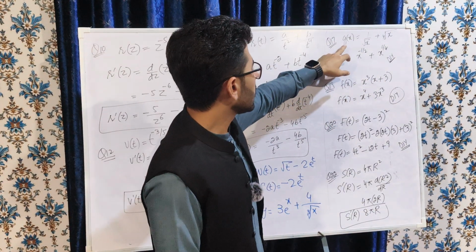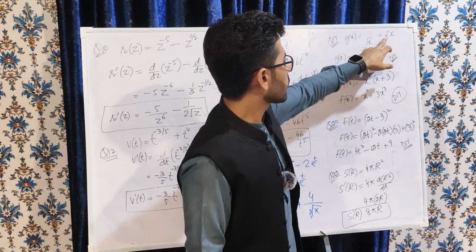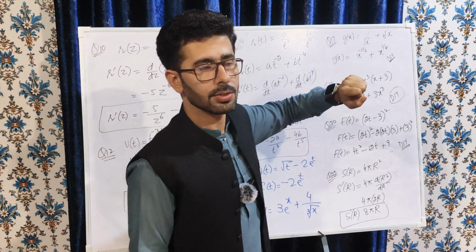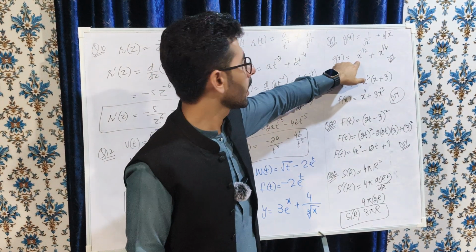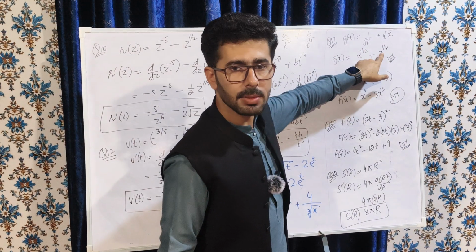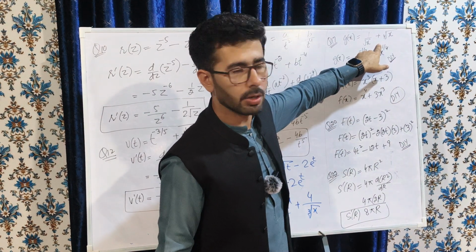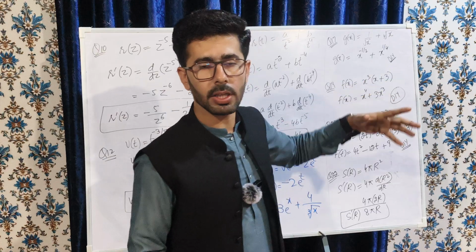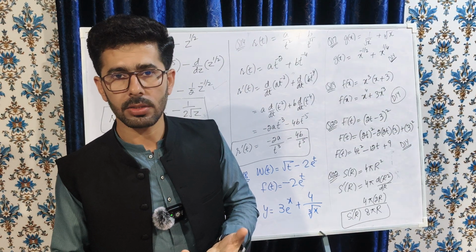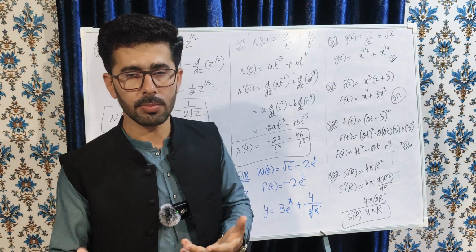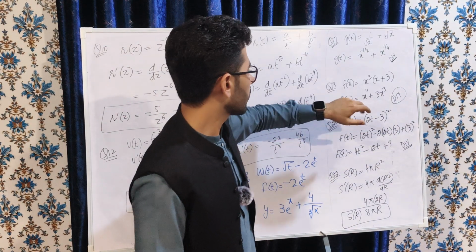In question number 17, you have 1 over square root of x plus 4th root of x. So 1 over square root of x can be written as x power minus half. 4th root can be written as x power 1 over 4. So these both have fractional powers. Further, you can simplify them and take the derivative of them. It's easy for you, so do it yourself.